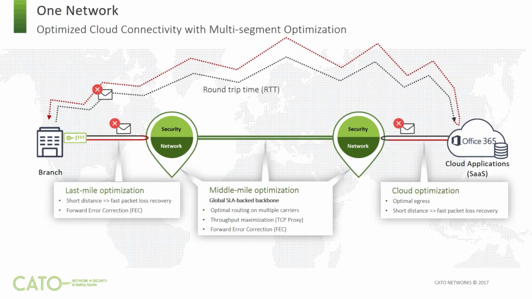So to summarize, it's a unique architecture. It combines both edge and backbone-specific optimizations. It allows us to maximize throughput end-to-end for both WAN and cloud destinations. It's a lot here. We'll speak a little bit more about it as we move through the demo. Certainly, if there are questions, we'll be happy to address them at the end.